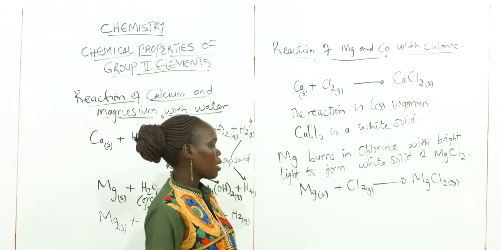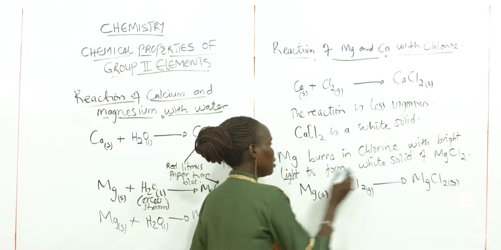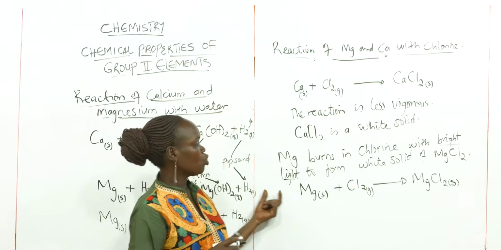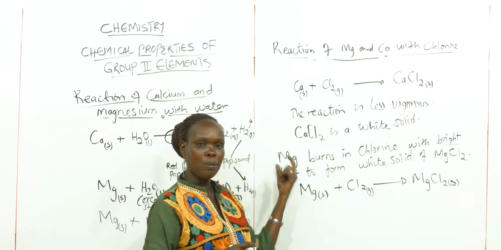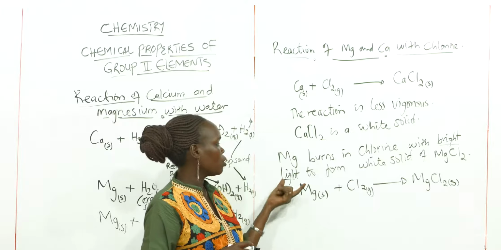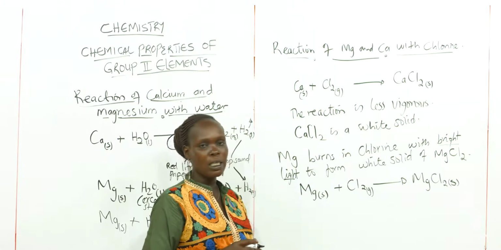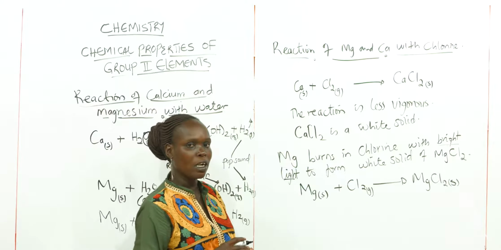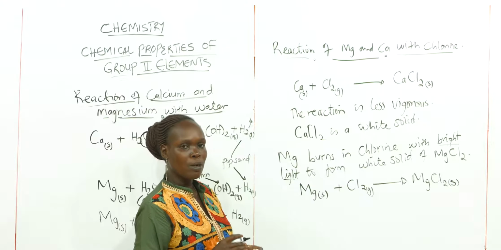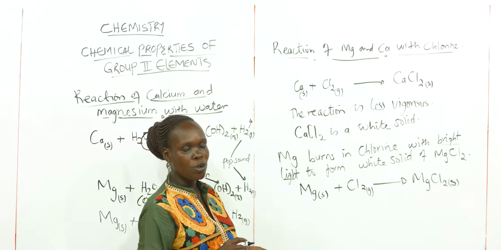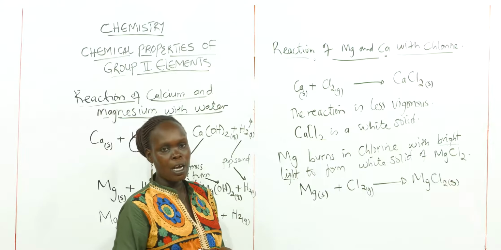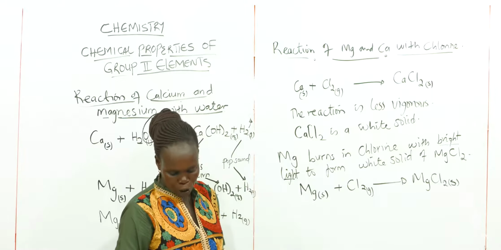a bright light to show that this is a reaction of magnesium with chlorine, forming a white solid of magnesium chloride. So in order for magnesium to form a white solid of magnesium chloride, you have to expose it to chlorine, or burn it with chlorine, and then it will give us a white solid of magnesium chloride.